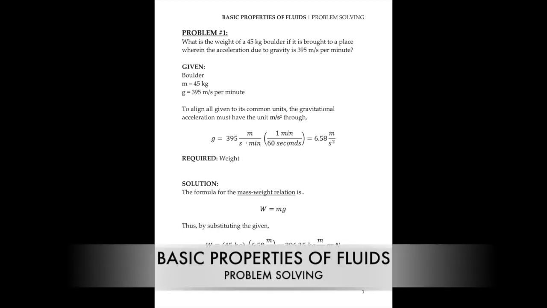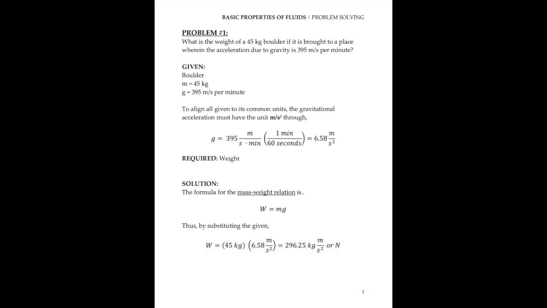Basic properties of fluids problem solving. Problem number 1. What is the weight of a 45 kilogram boulder if it is brought to a place wherein the acceleration due to gravity is 395 meters per second per minute?